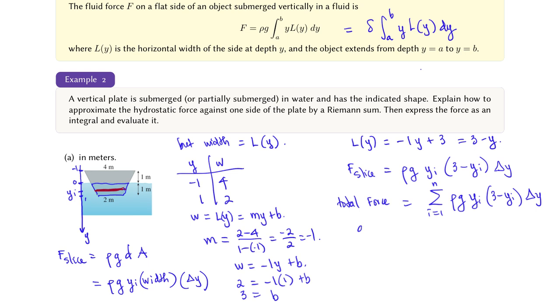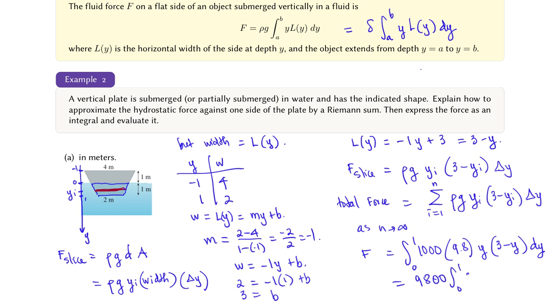There are n slices. As n goes to infinity, we obtain the definite integral. We add up the slices from y equals 0 to y equals 1 only. Rho is 1000, g is 9.8, yi is now y, and 3 minus yi is 3 minus y. Delta y becomes dy. For the limits of integration, the lower is 0 and the upper is 1.